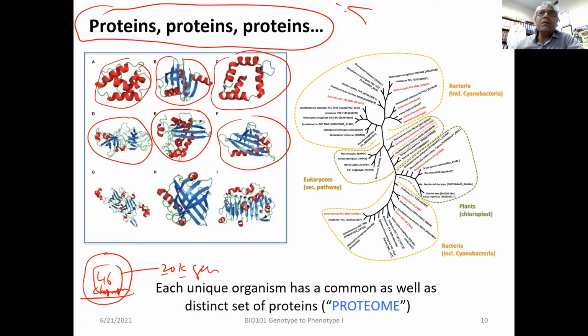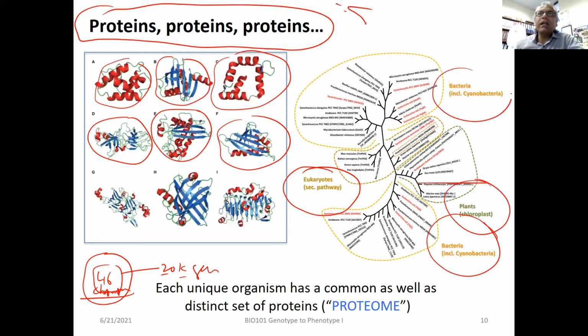And based on differences in our genomes, we have eukaryotes, we have prokaryotes, then plants, and then bacteria, photosynthetic bacteria as well. And then there is a third branch of the tree, between prokaryotes and eukaryotes, which is called Archaea. They are similar to bacteria, but their machinery is more like eukaryotes.